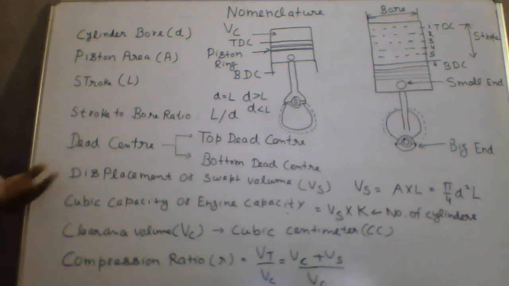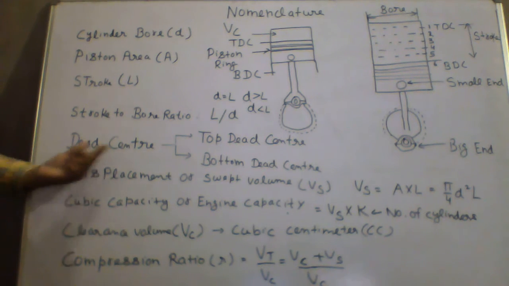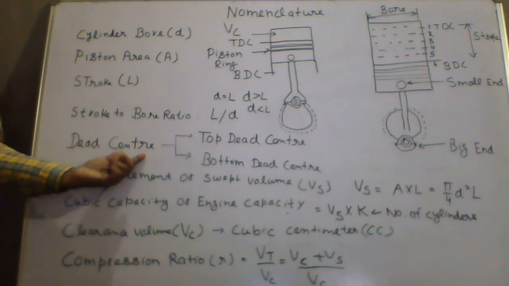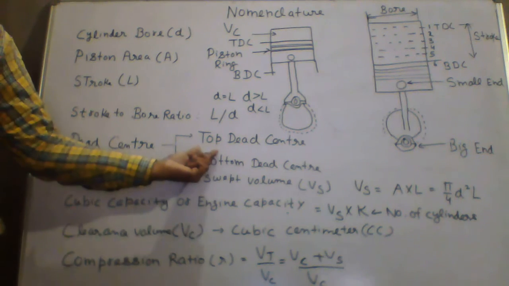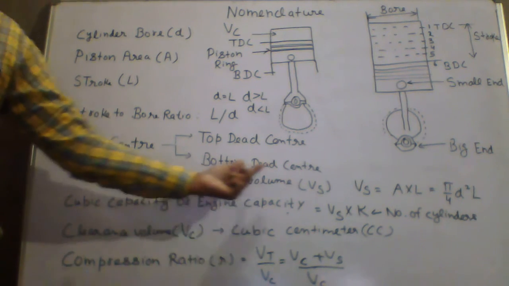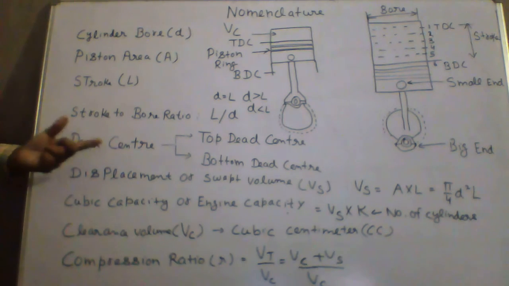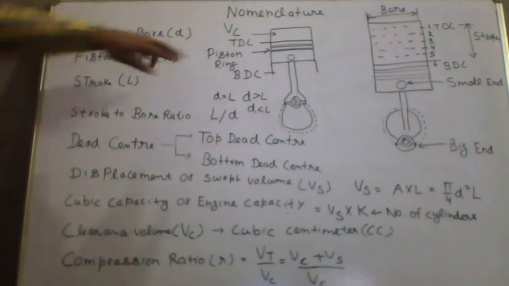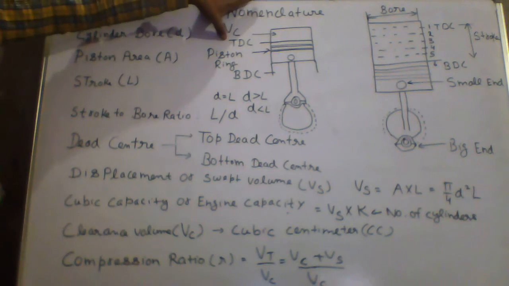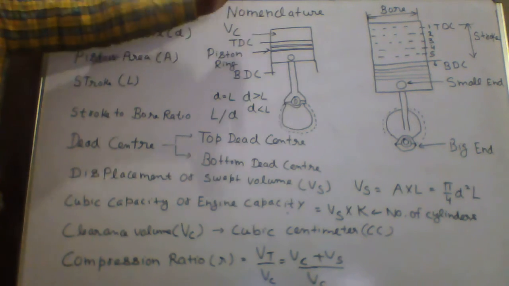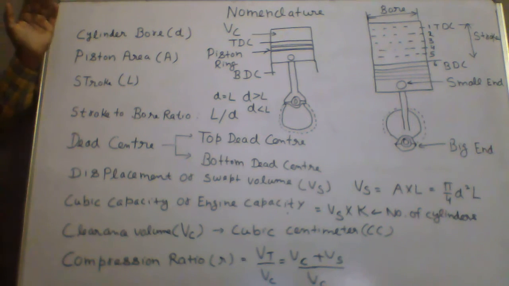Okay, next term is your dead center. So there are two dead centers. One is top dead center. Second is bottom dead center. As you can see in this figure, this is your top dead center. Write the definition: the position of the working piston and the moving parts which are mechanically connected to it at the moment when the direction of piston motion is reversed at either end of the stroke is called the dead center.